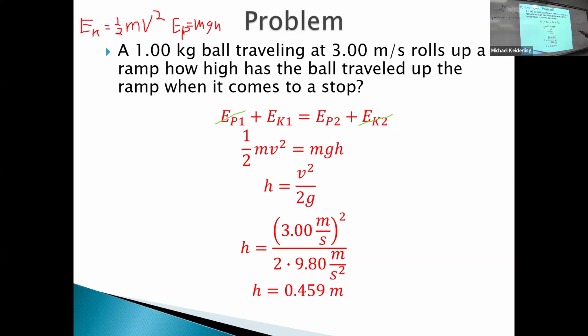And the nice thing about these, in general, is that mass cancels. So often you don't have to worry about mass at all.